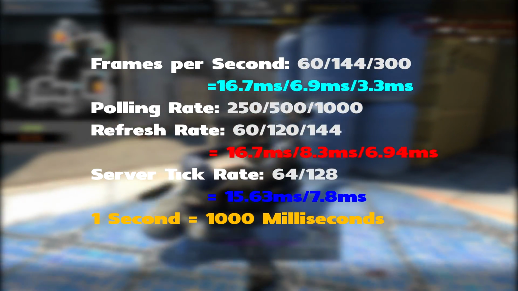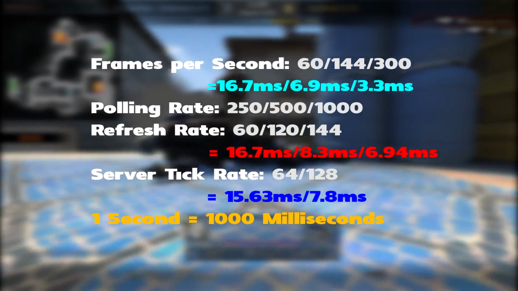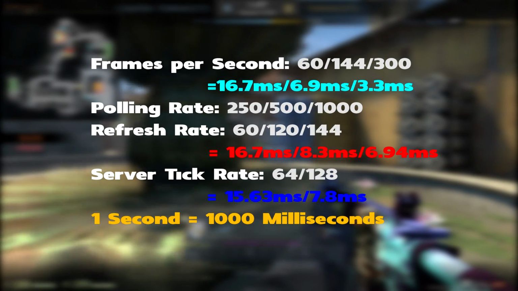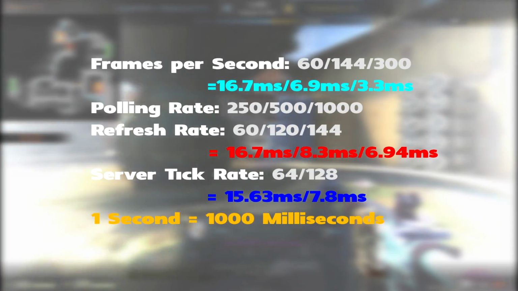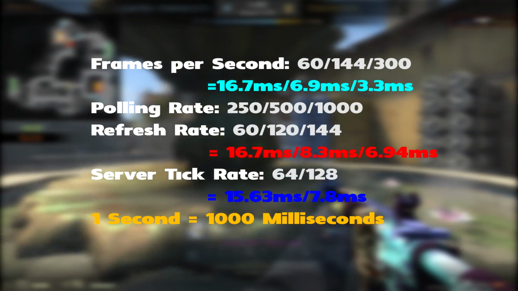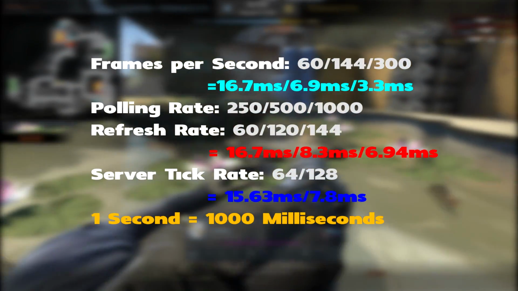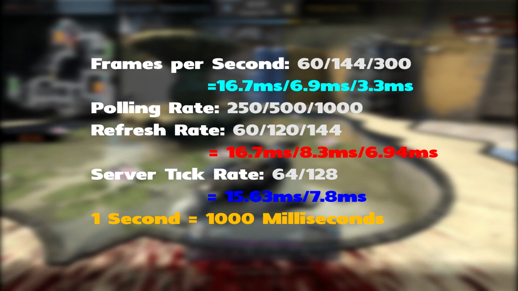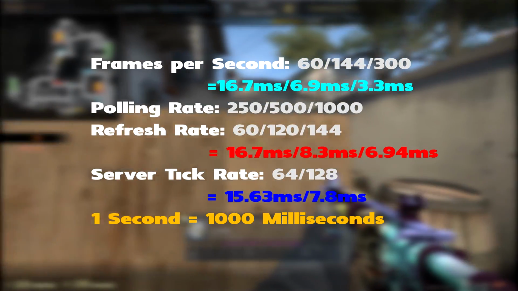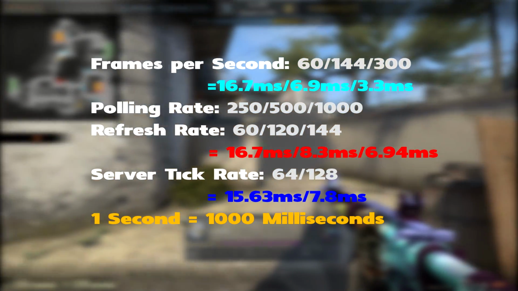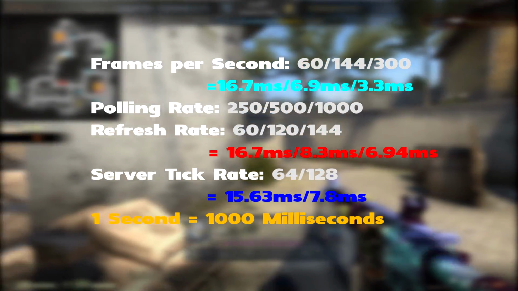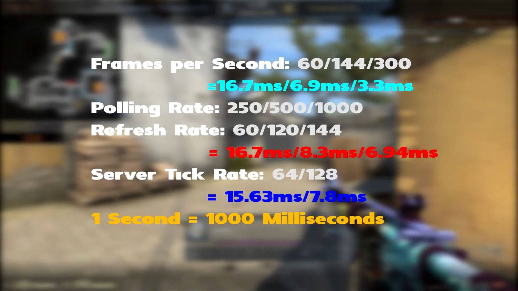Third of all, refresh rate. It describes how often per second your screen refreshes or updates the image on the screen. Important to know here is that depending on the refresh rate, you'll also be able to see each image for a different amount of time. Last but not least, server tick. 64 tick updates the information of what's happening in the game 64 times per second, while 128 tick does this twice as often. So naturally it has to be better, right? Well, yes and no. Let me explain.